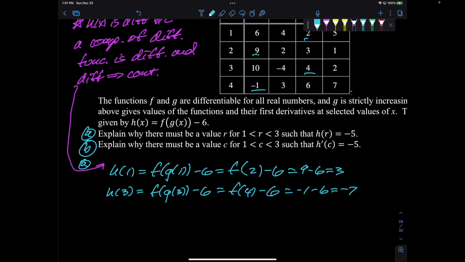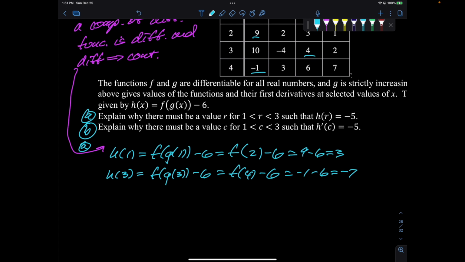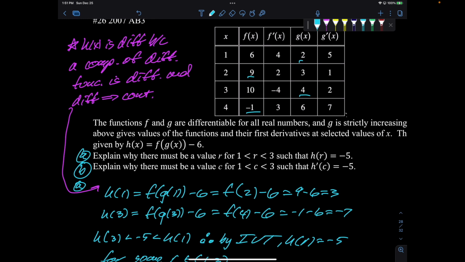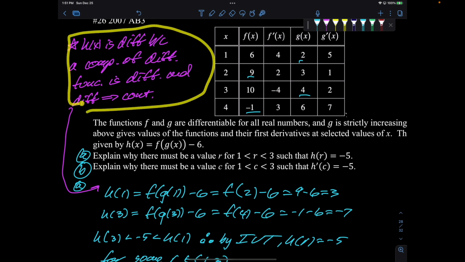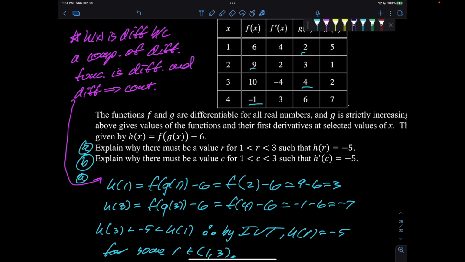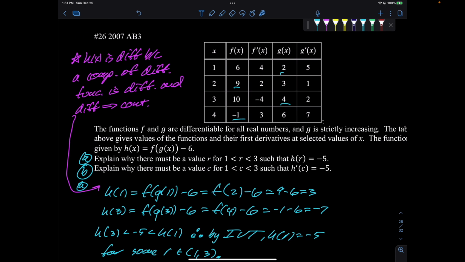Okay, so we have a continuous function. We have h of 3 is less than -5 is less than h of 1. Therefore, by IVT, which you can abbreviate, h of r equals -5 for some r that's an element of (1, 3). So IVT proves it. I think it is essential, though, that you establish that h is continuous, because you can't use IVT if a function is not continuous. So make sure that you're nailing all of those parts. So I think we should start with that.